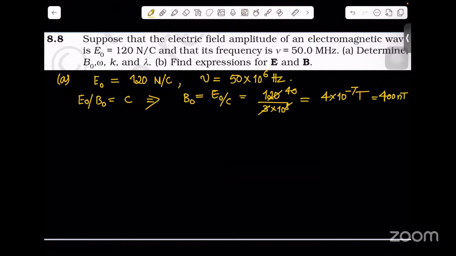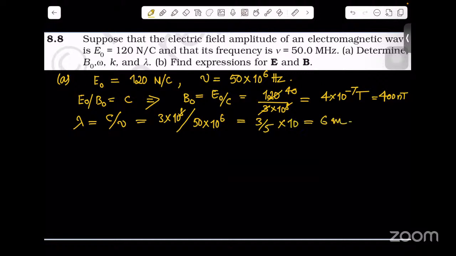All right. Now we have to find lambda. We know C and we have nu, so lambda would be C upon nu, which is 3 into 10 raised power 8 upon 50 into 10 raised power 6, which is 3 upon 5 into 10, which is your 6 meters. So this is the answer of wavelength.